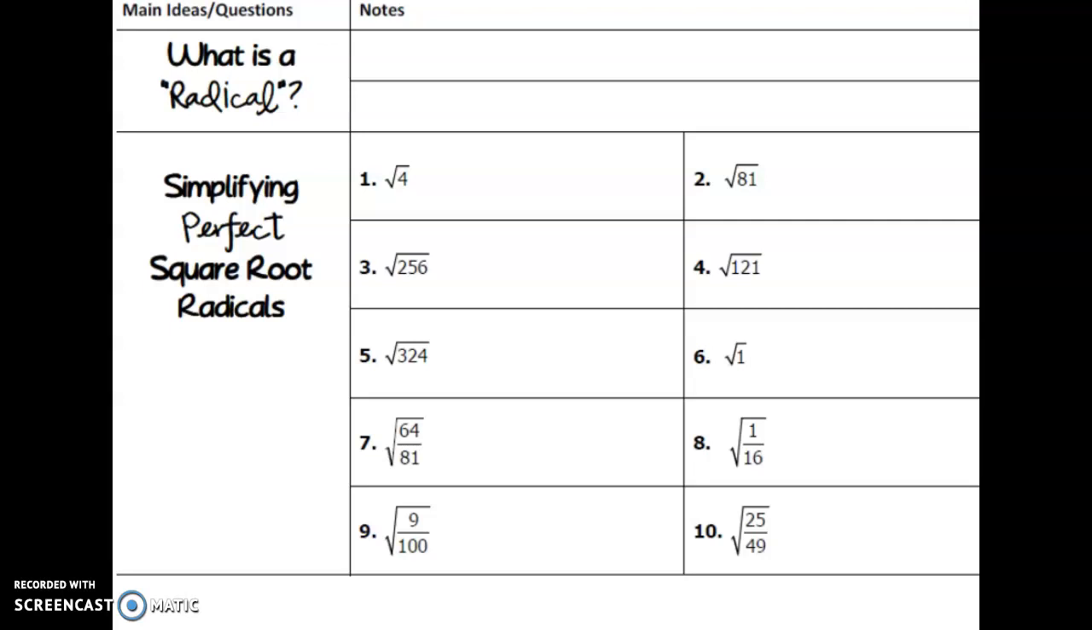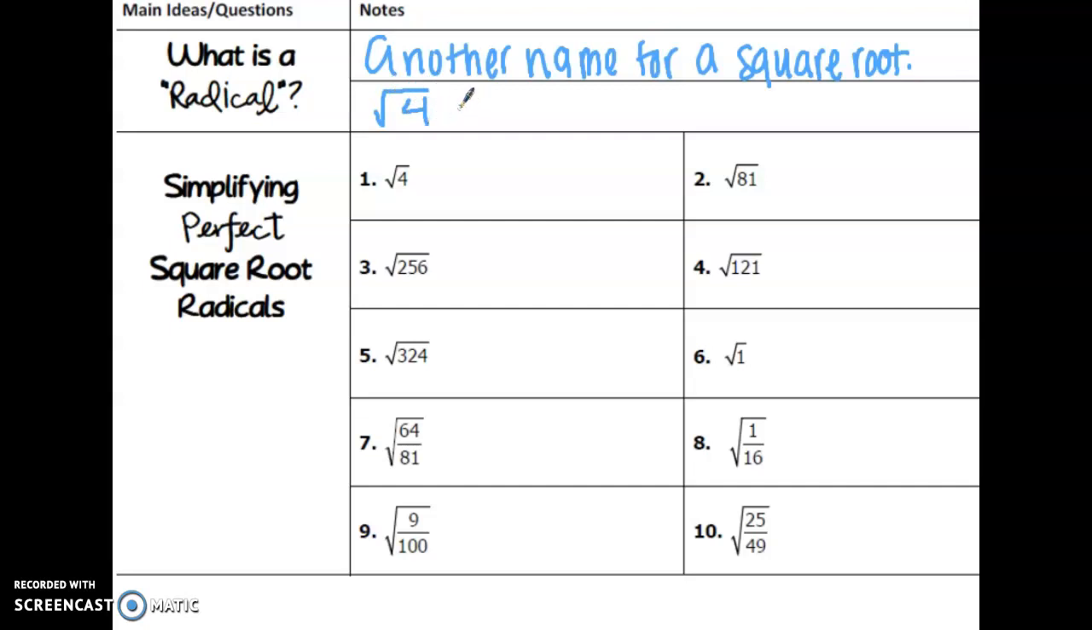Just wanted to start off the new year with something that we slightly touched upon last semester. And that is radicals. So what is a radical? A radical is just another name for a square root. So if, for example, you get something that looks like this, that actually reads as radical 4.